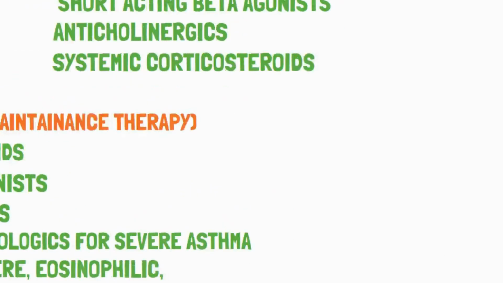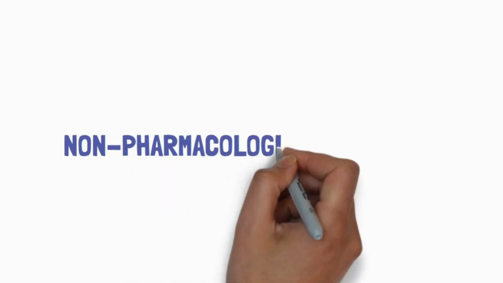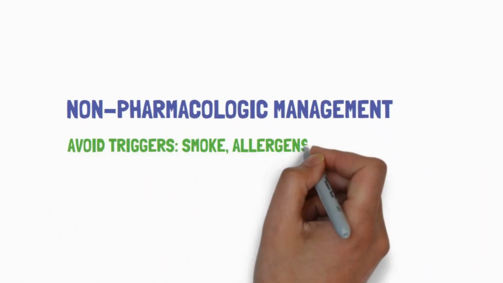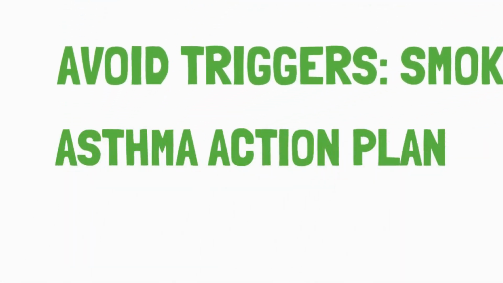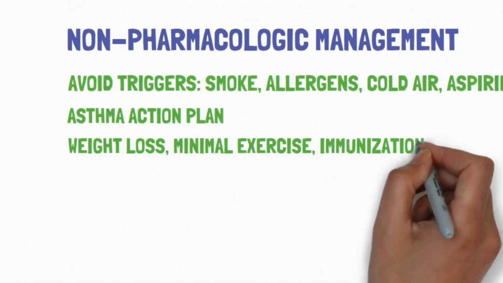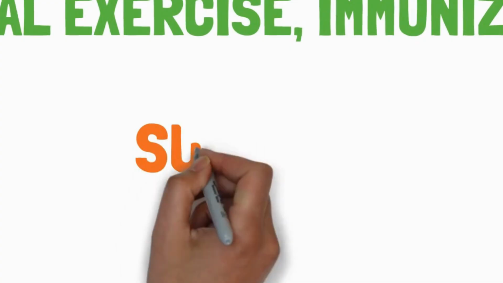Then let's talk about non-pharmacologic management. So you have to avoid triggers such as smoke, allergens, cold air, and aspirin. Then you develop an asthma action plan, personalized with green, yellow, or red zones. Then you develop some breathing techniques. Weight loss, regular exercise, and immunization will also help.